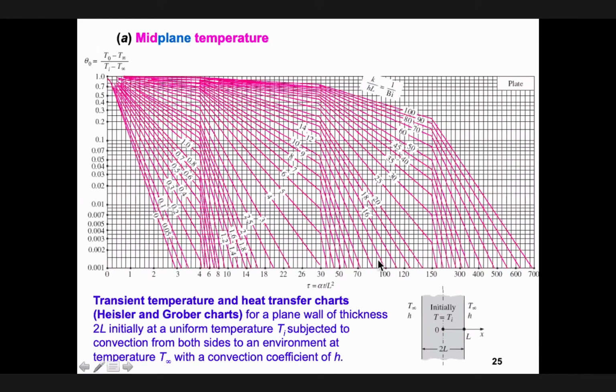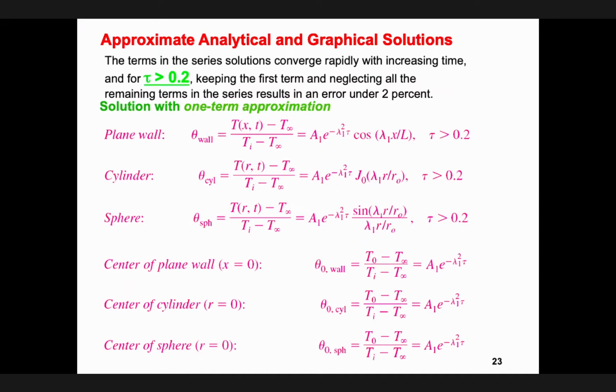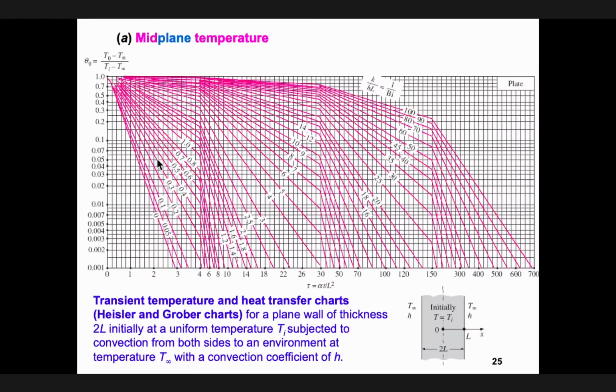As I mentioned, in your textbook they provide you graphs so that you don't have to do the calculation. Therefore, you have an option of using the graph or an option of using the simplified equation. For the simplified equation, again, remember, please, when tau is more than 0.2, in that case we can use that one. If it's less than that, we cannot use it. Therefore, in that case you can go and use this graph here.